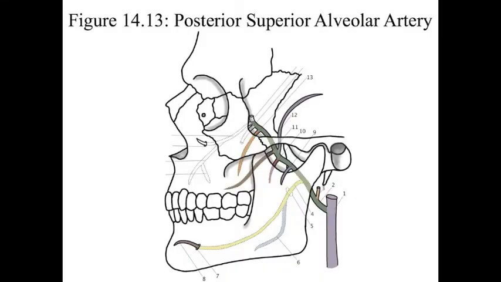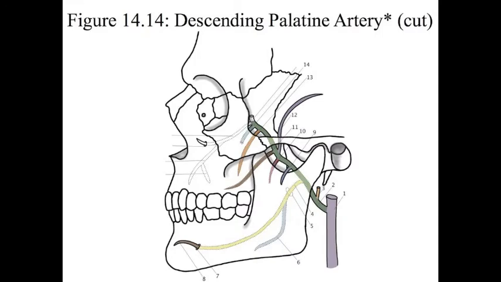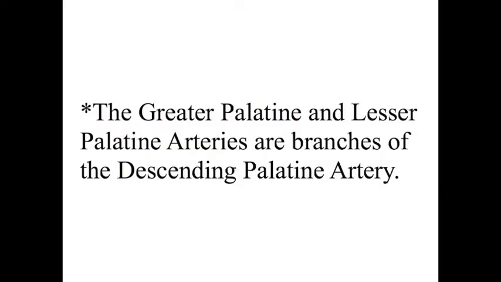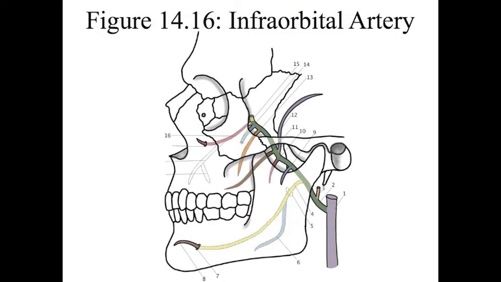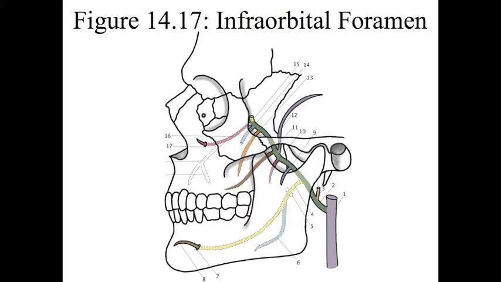Number 13 is the posterior superior alveolar artery. The name gives itself away. It's posterior to the back, superior on the top, alveolar meaning the teeth, and it means the maxillary molars to be exact. Number 14 is the descending palatine artery. This artery has been cut because it's really hard to show from this view, but it has the branches of the greater palatine artery and the lesser palatine artery. Number 15 is the sphenopalatine artery. It is also cut. Number 16 is the infraorbital artery, and it passes through number 17, the infraorbital foramen.